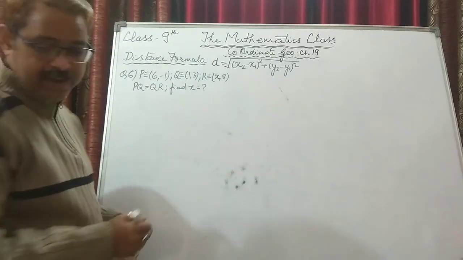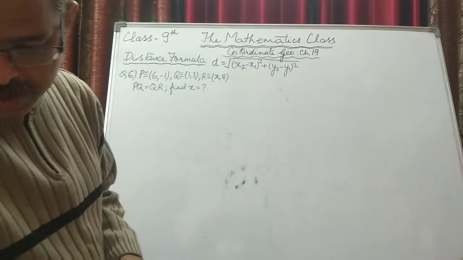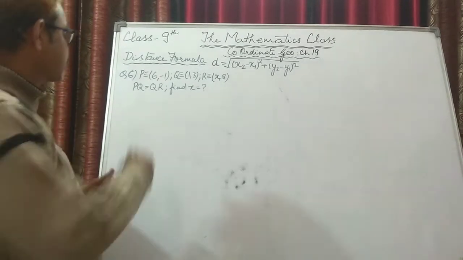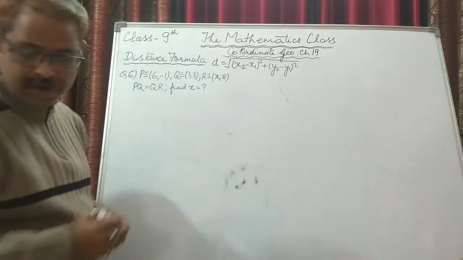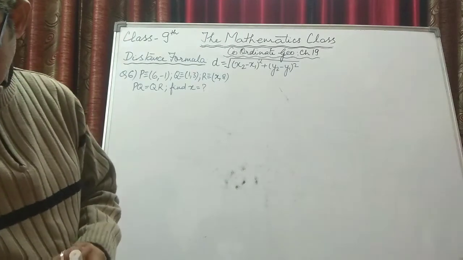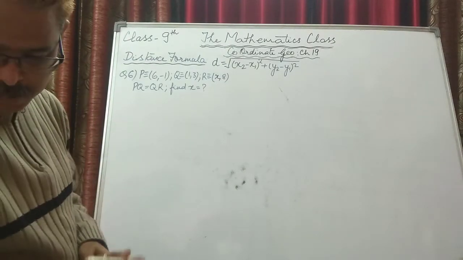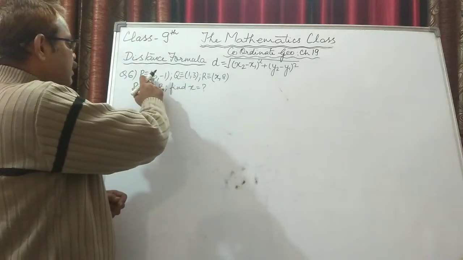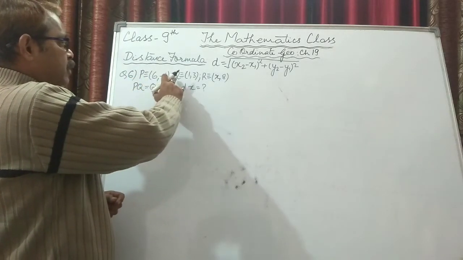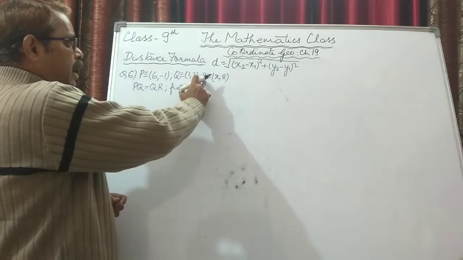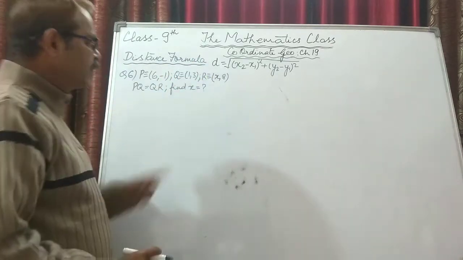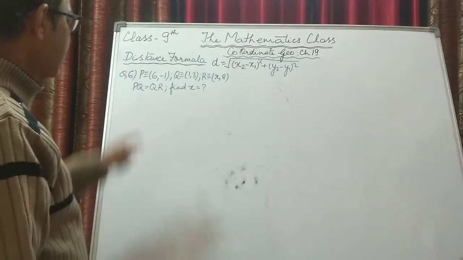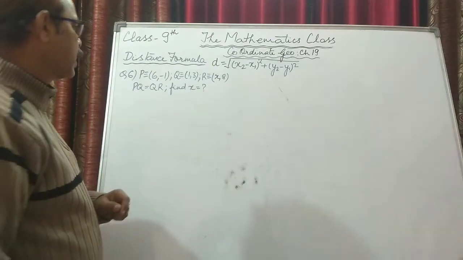They say find the value of x such that PQ is equal to QR. It is given PQ is equal to QR, where the coordinates of P, Q, R are (6, minus 1), (1, 3) and (x, 8). Coordinates of P is (6, minus 1), coordinate of Q is (1, 3) and coordinate of R is (x, 8). So we have to find the value of x and it is given that PQ is equal to QR.